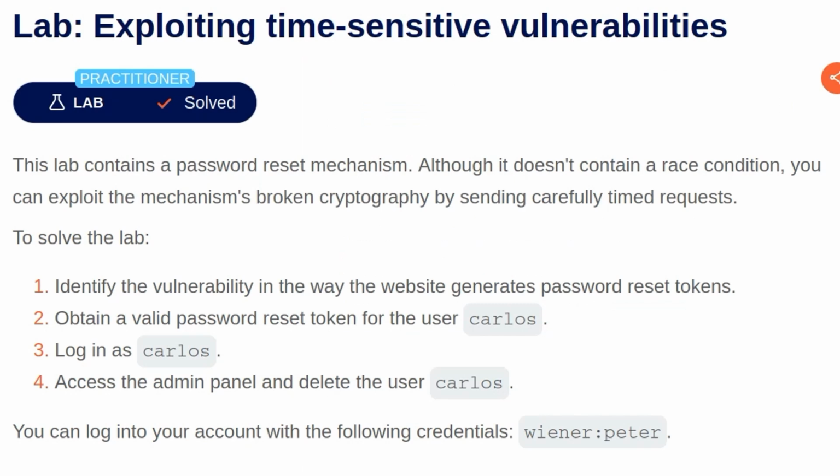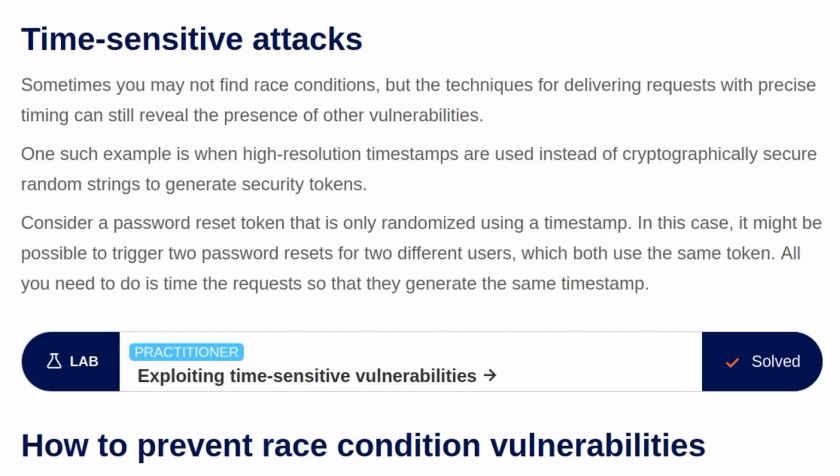In this video, we're going to take a look at the 6th race condition lab on Portswigger's Web Security Academy. The lab is called Exploiting Time-Sensitive Vulnerabilities. So let's go through this background information before we jump into the practical lab.